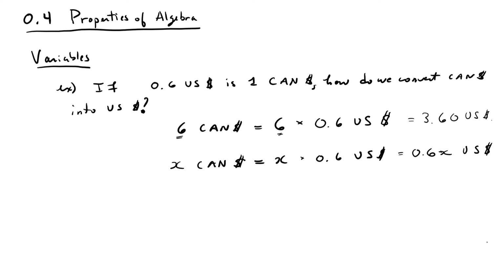And what I have here is a formula. X Canadian dollars is equal to 0.6x US dollars. So I've got a relationship that's useful in the sense that anyone could come and replace x by their favorite number, and they know immediately both sides of the equality. Okay.